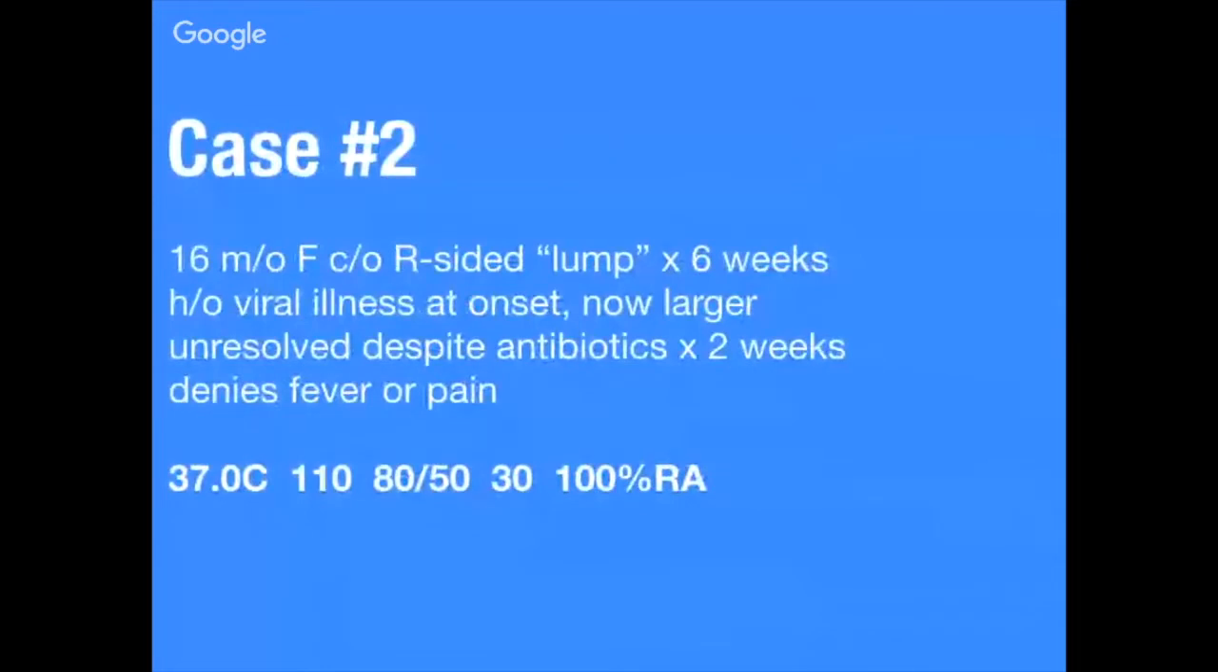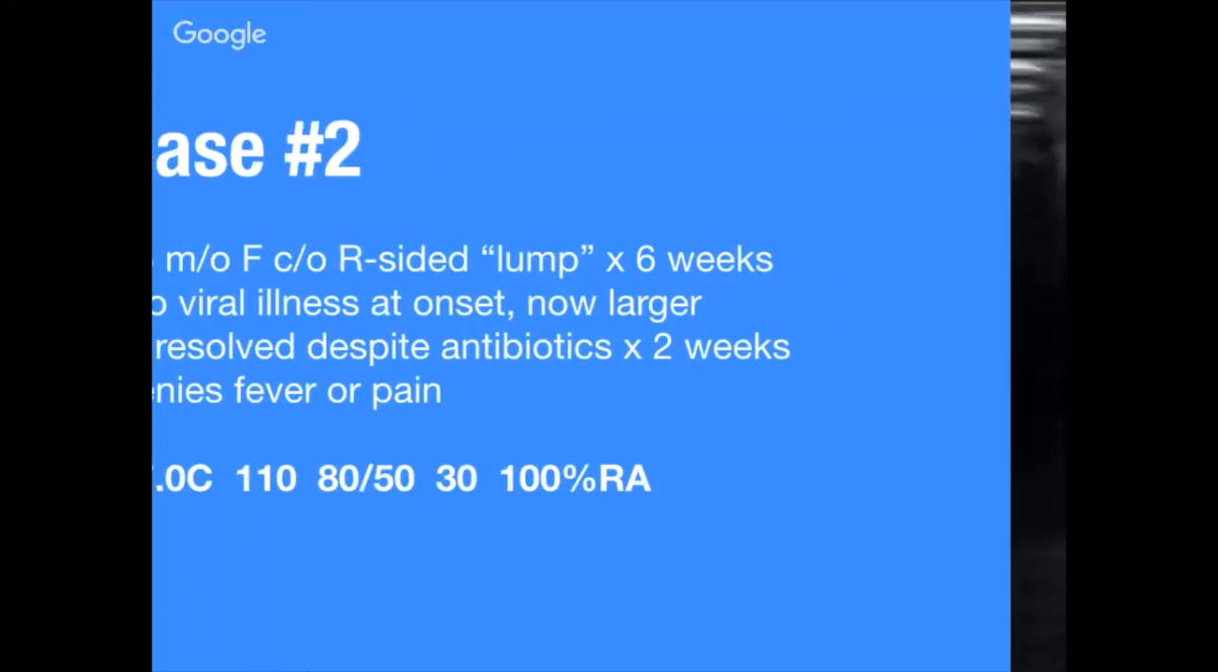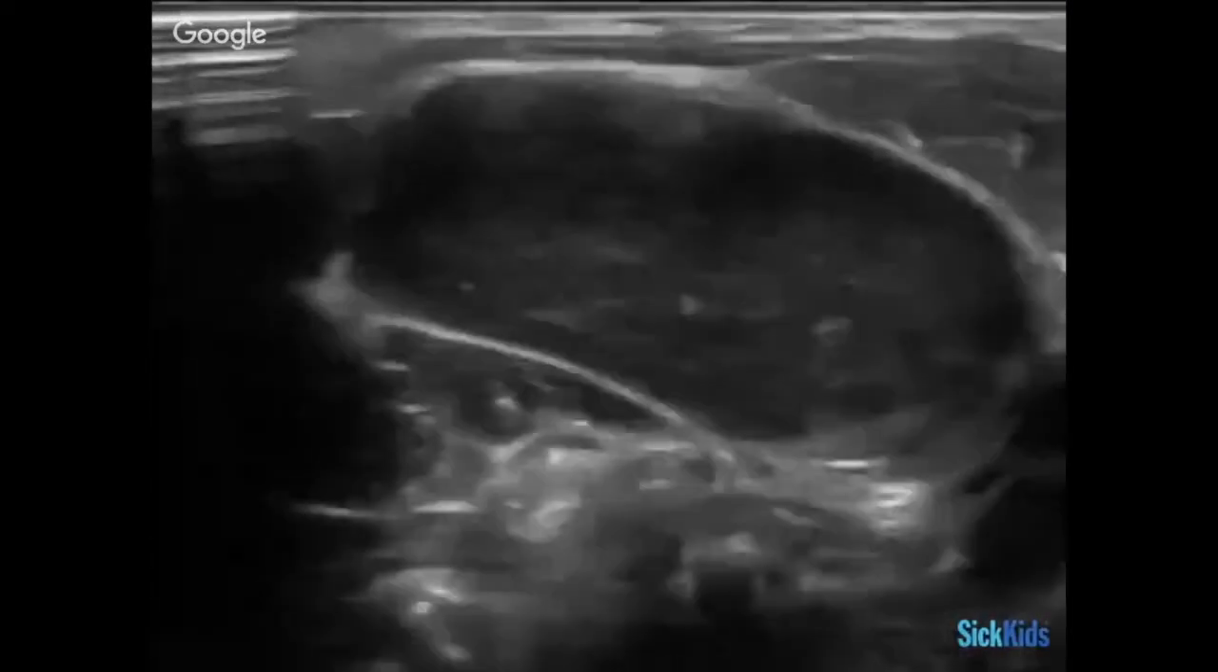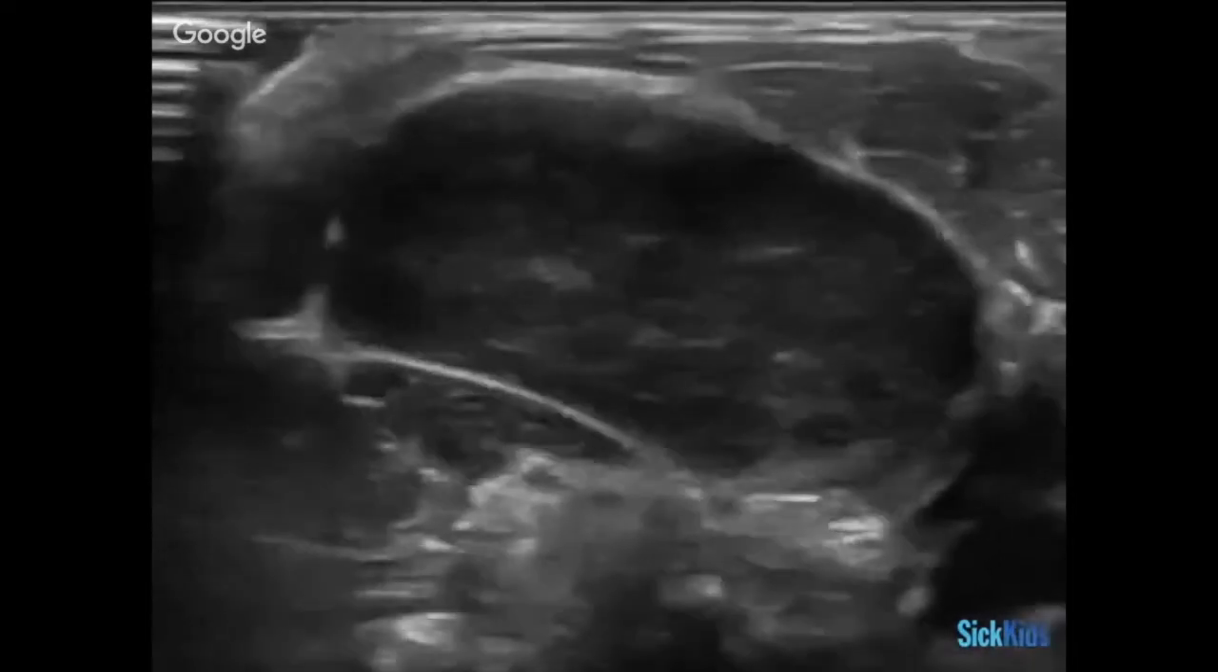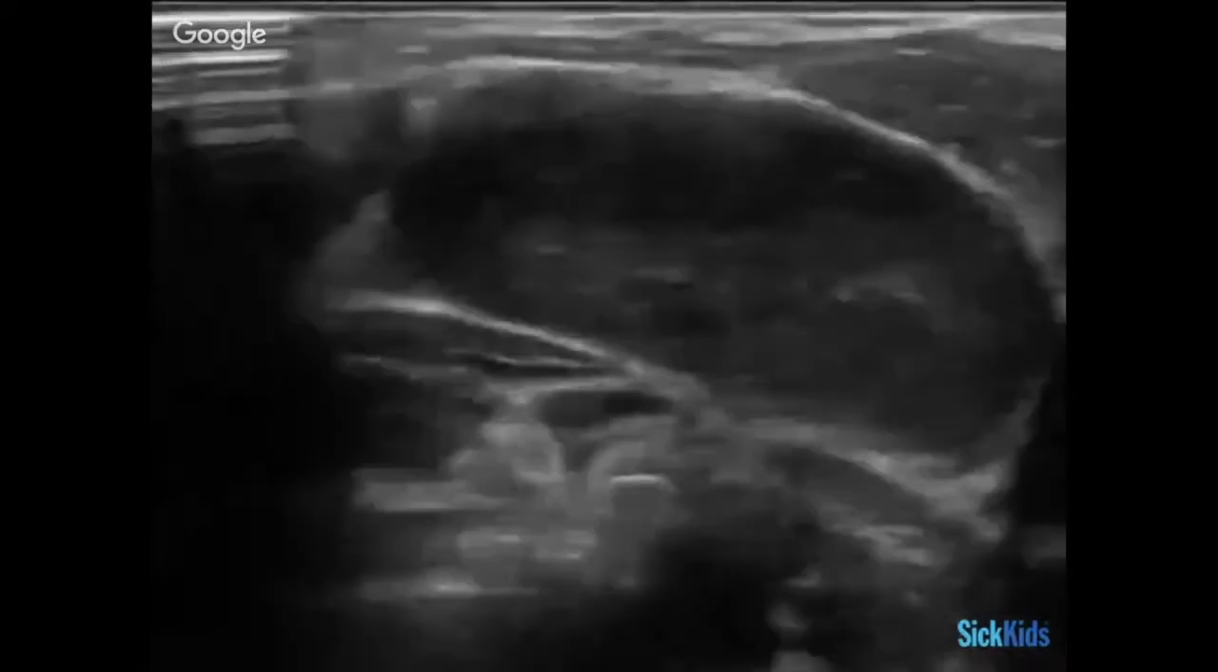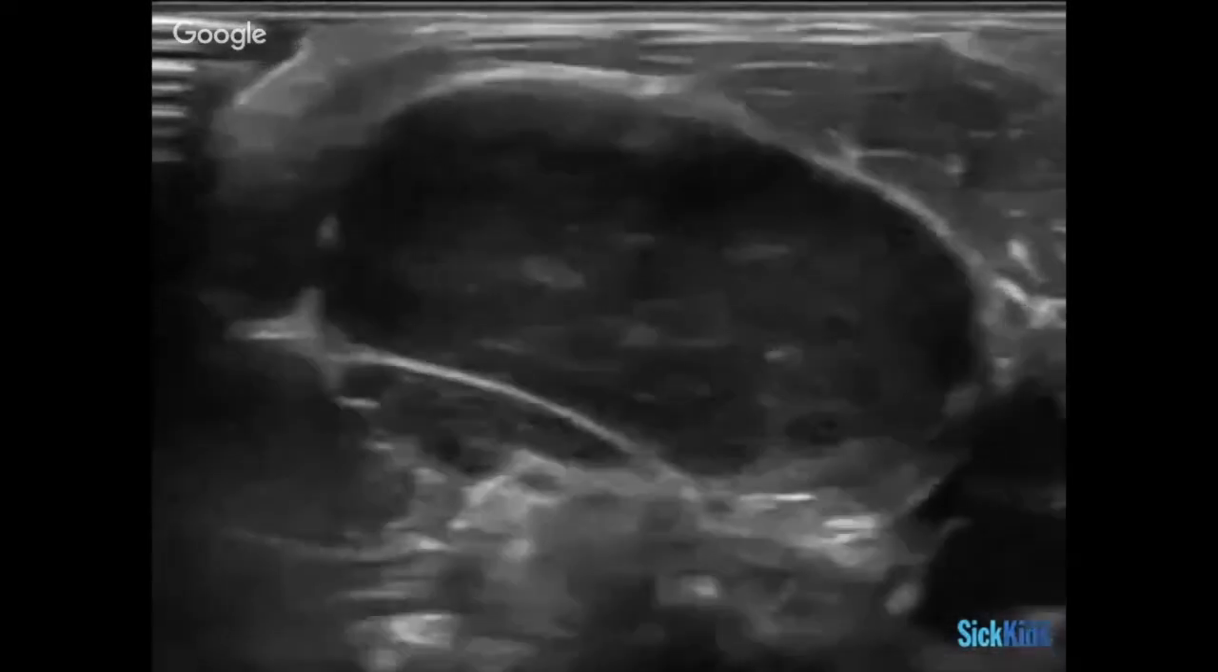So this is a 16-month-old female, complained of right-sided lump for 6 weeks. History of viral illness on onset. Now the mass is larger. It's unresolved despite antibiotics for 2 whole weeks. No fever or pain. These are the vital signs. And when you do the ultrasound, this is what you see. So thinking back to what a normal lymph node looks like from our very first slide, what do we think about this one? It's larger. Just soak it all in, and I'll show you what it looks like with flow on it in just a second.